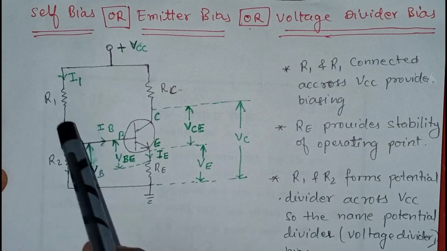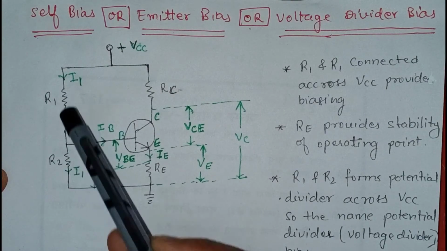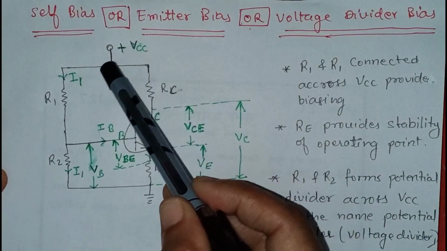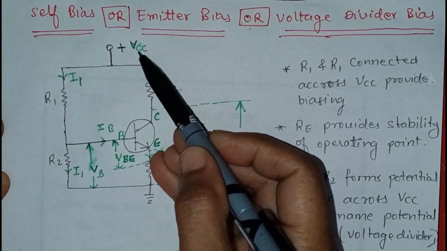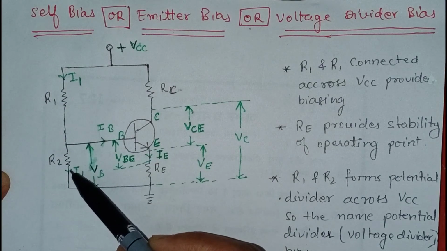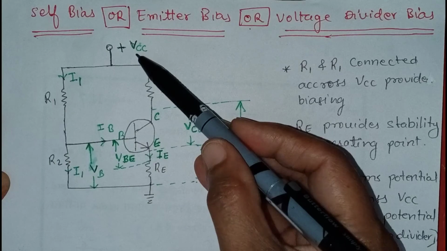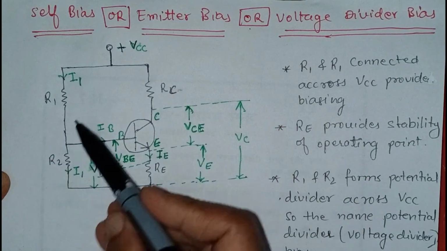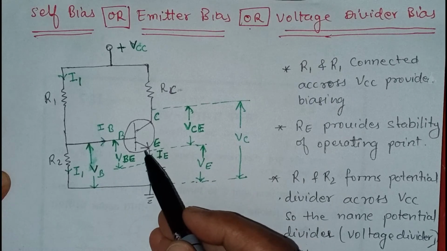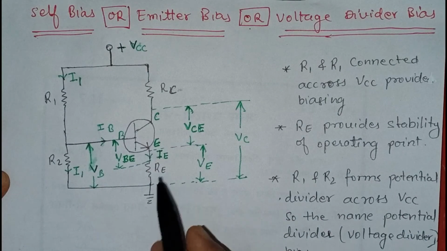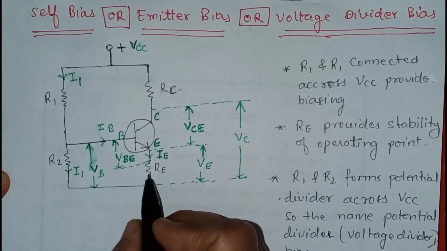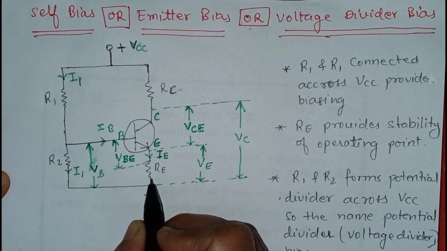Here we can see two resistors R1 and R2. These two resistors are connected across the voltage VCC. This is the positive terminal of VCC and this is the negative terminal of VCC. So these two resistors are connected across this power supply VCC. These two resistors provide biasing to the transistor. And one more resistor that is connected in the circuit is RE. This resistor RE provides stability of the operating point.